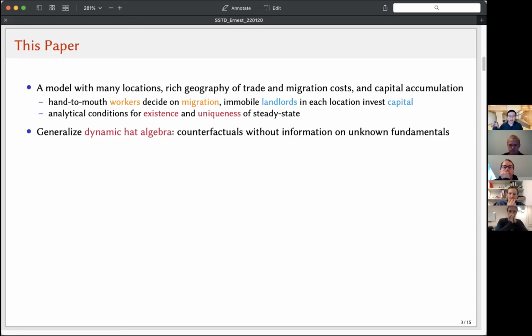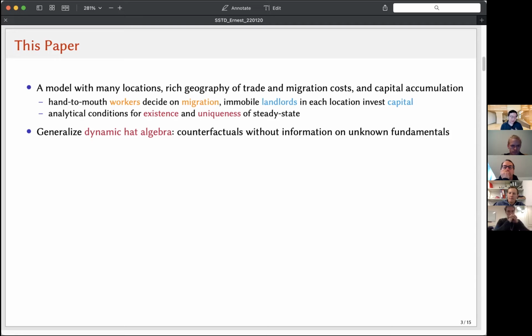And in each location, we're also going to have immobile landlords choosing how much to invest in terms of local capital, land, and buildings and structures. It is this separation of the two dynamic decisions, migration and investment, into the hands of two separate agents that generates tractability. So we're going to have a single sector model to show how it works, but the model has a large number of extensions, including allowing the landlords in each location to invest in other locations as well.